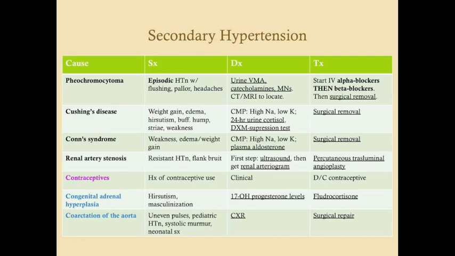On labs, you're going to have simply a high sodium and a low potassium. And the way you're going to make this diagnosis if you're suspecting Conn syndrome is to get simply a plasma aldosterone. If the plasma aldosterone is high, in addition to these symptoms, you've made your diagnosis of Conn syndrome, and the treatment here is surgical removal.